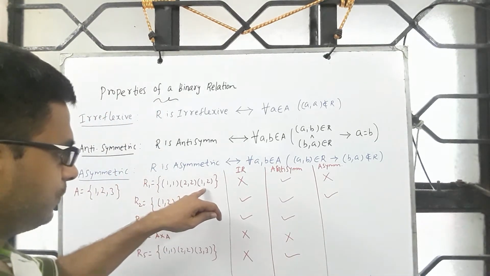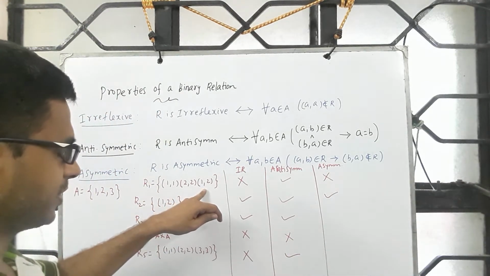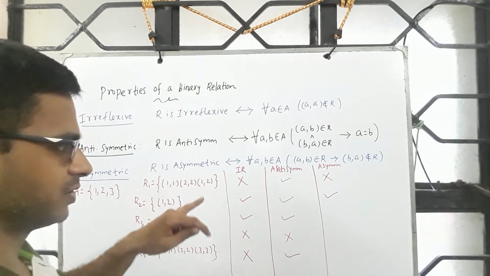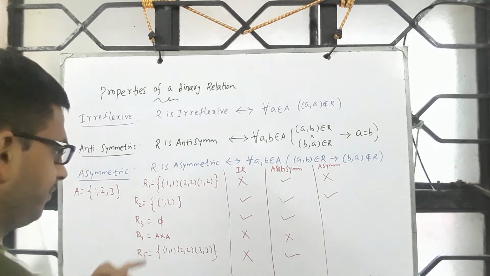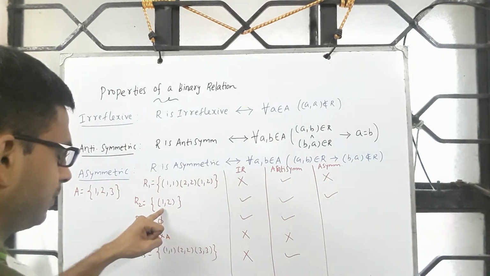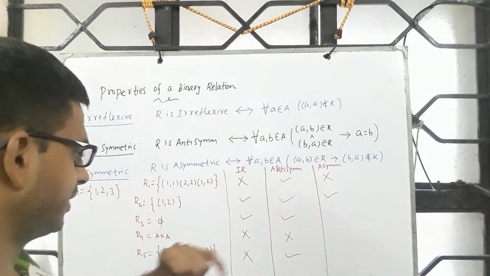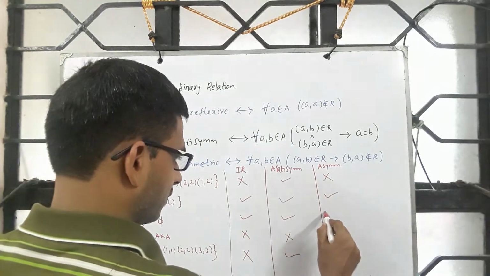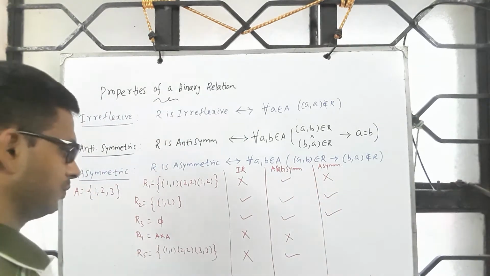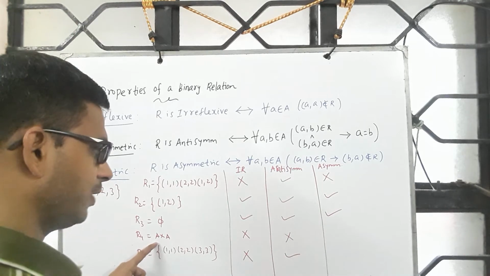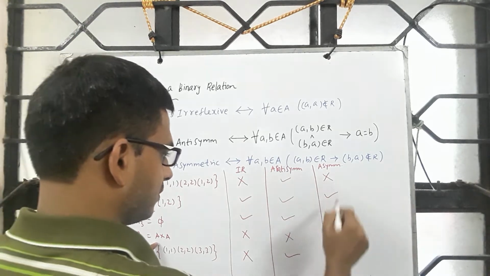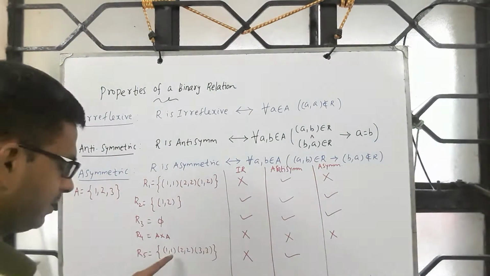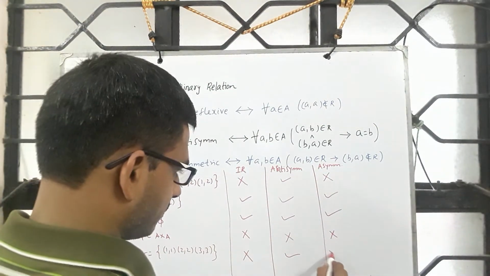With respect to this pair, (2,1) is not present. But if you look at this pair, then (a, b) and (b, a) are present, so it is not. Over here, (a, b) is present, (b, a) is not present. There are no other pairs, so it is asymmetric. Empty set, it only says if it is present, so nothing is present, so it is true. A cross A, you find (1,2) and (2,1), so it is not. (a, b) is present, (b, a) is also present, so it is not.